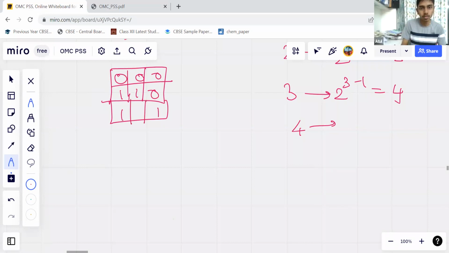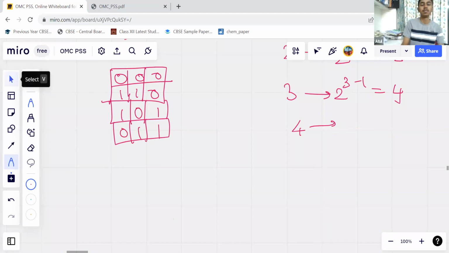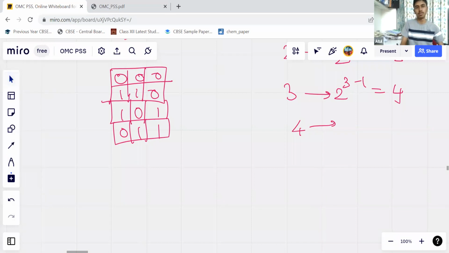I think something like this. Yeah. This works. But it doesn't. Yeah.